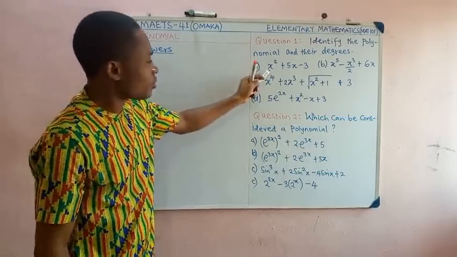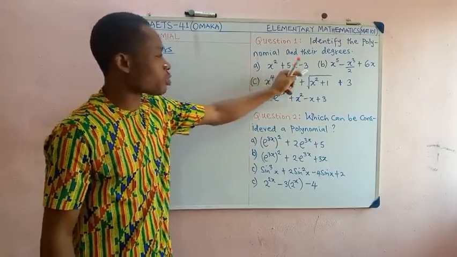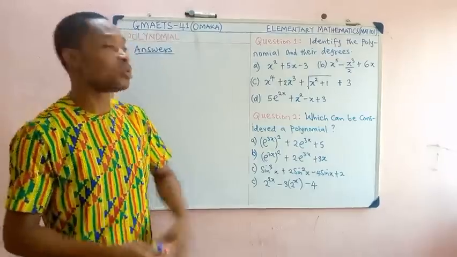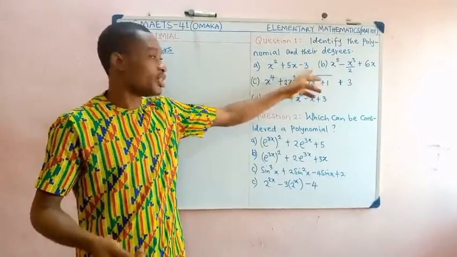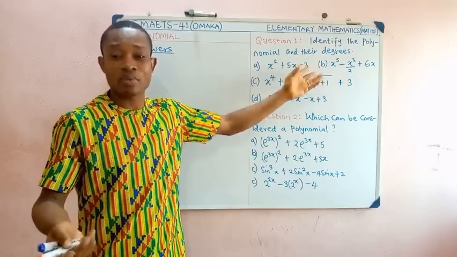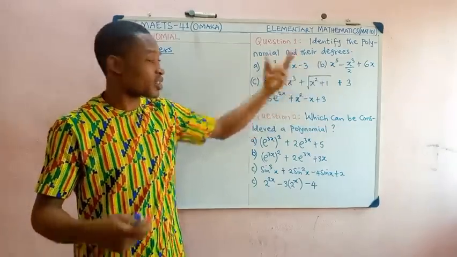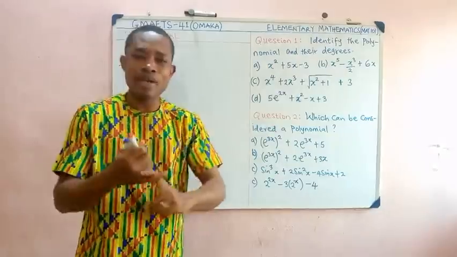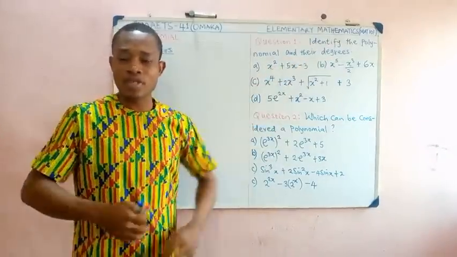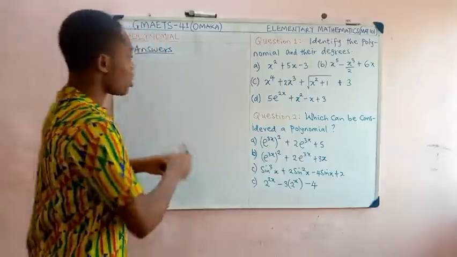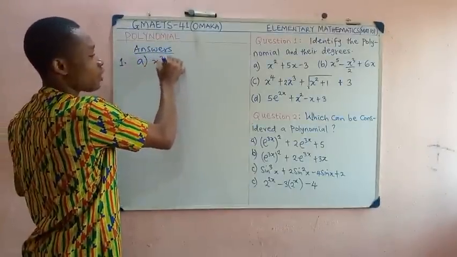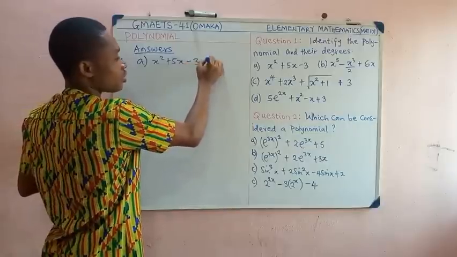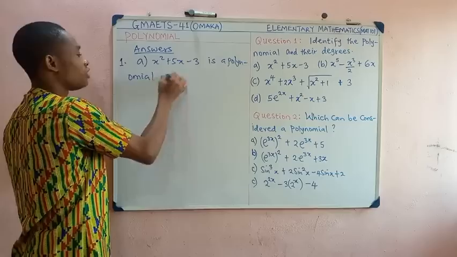Look at this expression a, x squared plus 5x minus 3. That is a polynomial. If you look at the highest power, there is 2. Then you have this as power 1, and here, x raised to the power 0, if you still want to put x there. So that's 3 times x raised to the power 0. It's a polynomial because the powers are whole numbers, and they're also positive integers. So I'll write a, which is x squared plus 5x minus 3, is a polynomial of degree.